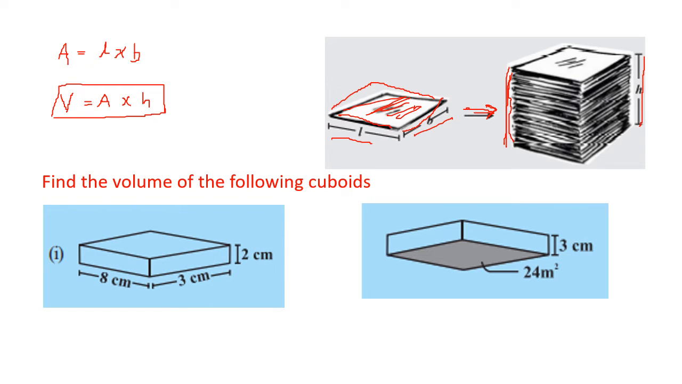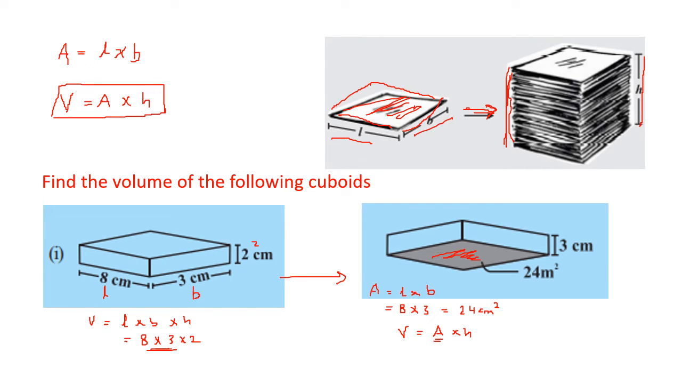So we have the first figure whose length is 8 centimeter and breadth is 3 centimeter and height is 2 centimeter. So if you look at this figure, the area of the base A is equal to length into breadth, is 8 into 3 or 24 centimeter square. That is shown as the area of the base. Now volume of this cuboid can be found out by length into breadth into height, that is 8 into 3 into 2. But as we have seen, 8 into 3 is 24. So here we can write volume equal to area into height.